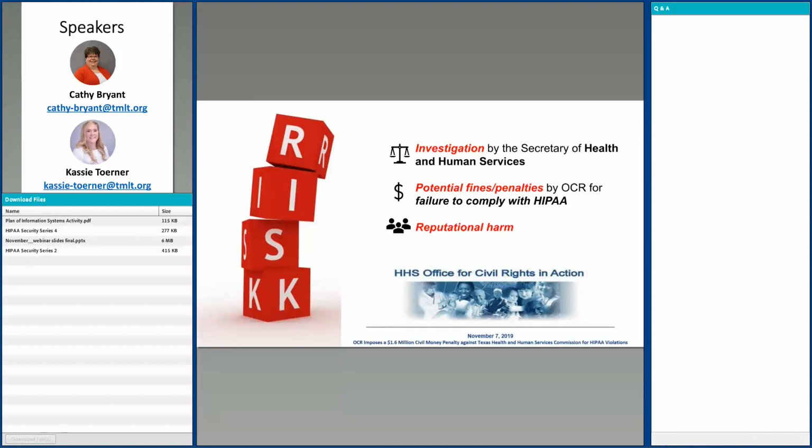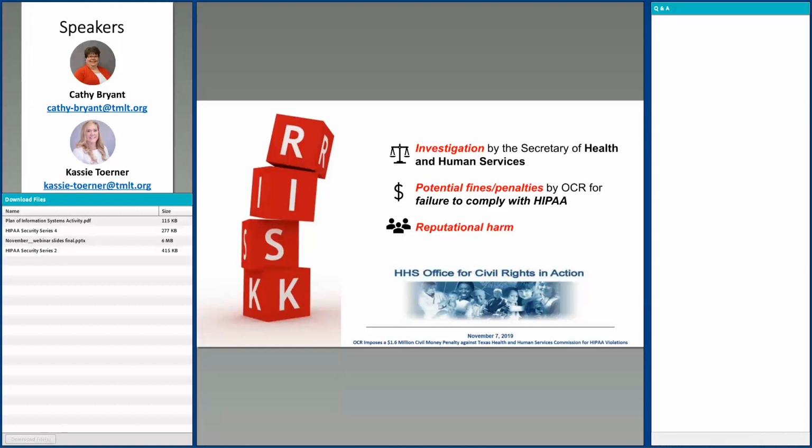You'll see here that recently on November the 7th, the OCR imposed a $1.6 million civil penalty against Texas Health and Human Services. This breach occurred because an internal application was moved from a private secure server to a public server, and they were not monitoring that server activity, and an unauthorized person accessed the EPHI of about 6,700 individuals. So, again, just making sure that there are audits in place and that you're monitoring all your systems.